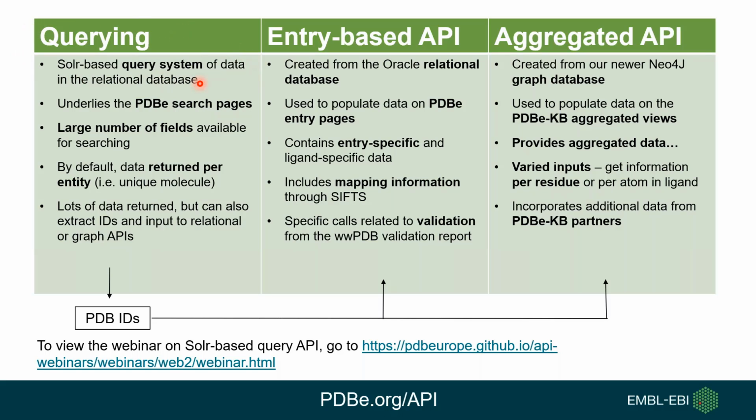Whereas, as mentioned, for querying by the Solr query system, you need to use data specific to Solr. One thing that you can do, and what a lot of people do, is to use the query system to obtain a data set of PDB IDs. And this data set is then used as input for both the entry-based API and the aggregated API. It is worth mentioning that the entry-based API is used to populate data on the PDBe entry pages, whereas the aggregated API is used to populate data on PDBe-KB aggregated views.